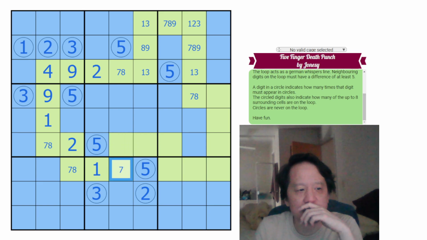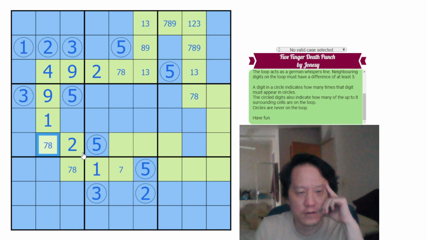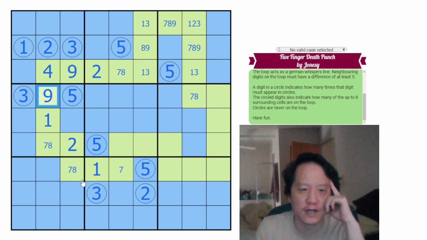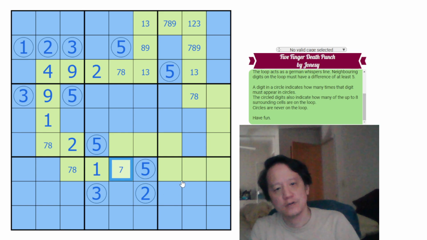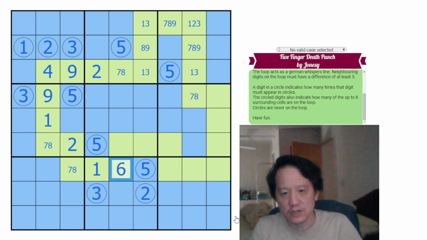That's not good. This is 1. This cannot be 4 because the 9's already taken care of. This is in between, so it has to be 1 through. Oh, this could be 6. In fact, this one has to be the 6.